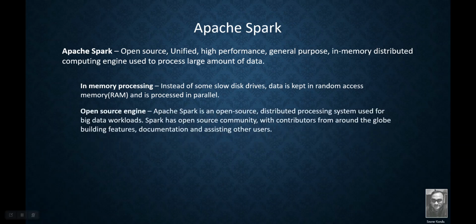The next is open source engine. So Apache Spark is basically an open source distributed processing system used for big data workloads. It has an open source community with contributors from around the globe who build different features, perform different documentation, and also assist other users as well. So this is an open source engine.